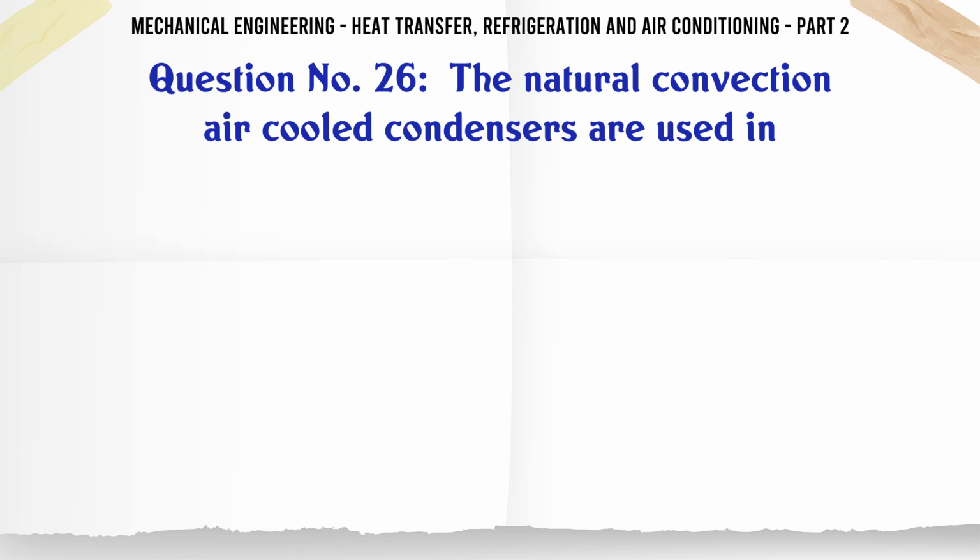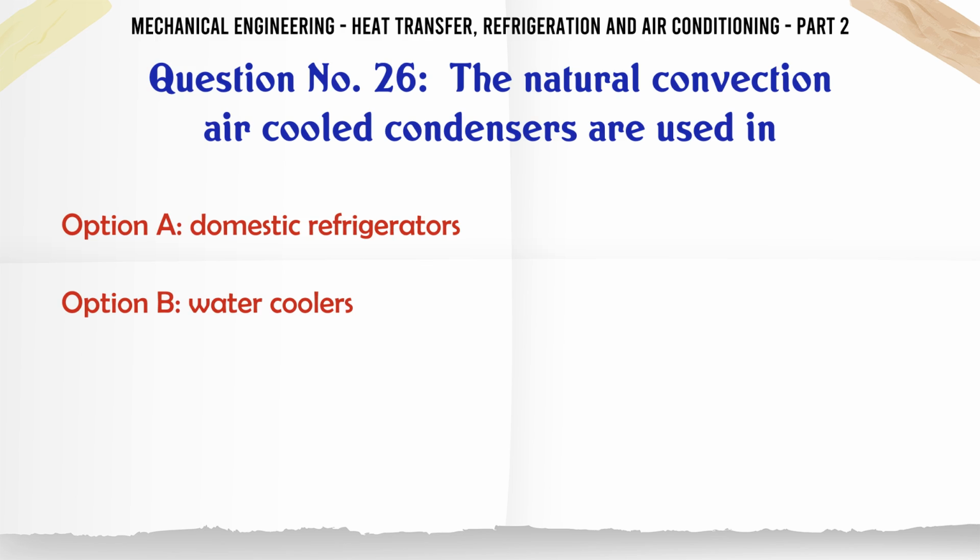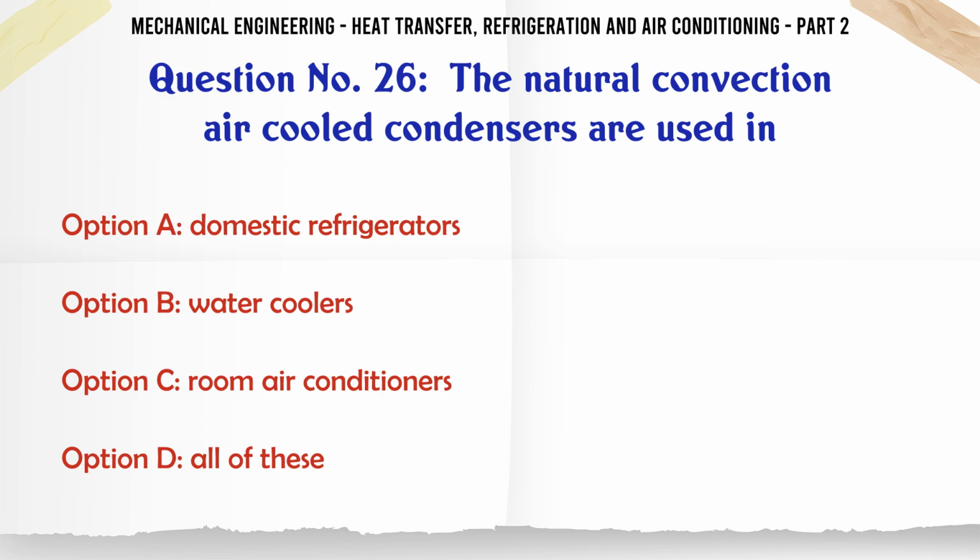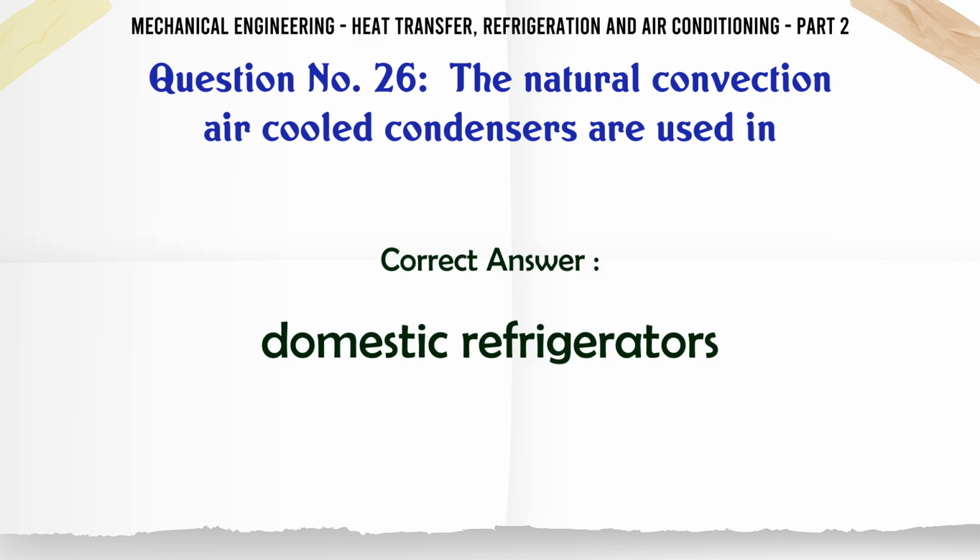The natural convection air-cooled condensers are used in A. domestic refrigerators, B. water coolers, C. room air conditioners, D. all of these. The correct answer is domestic refrigerators.